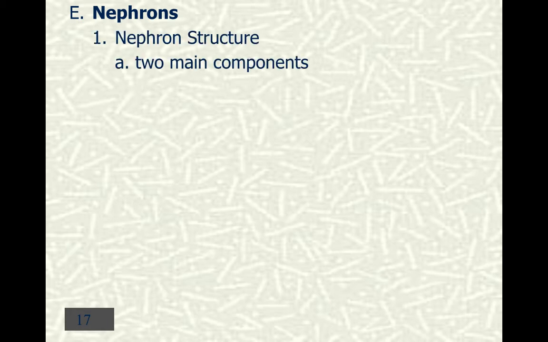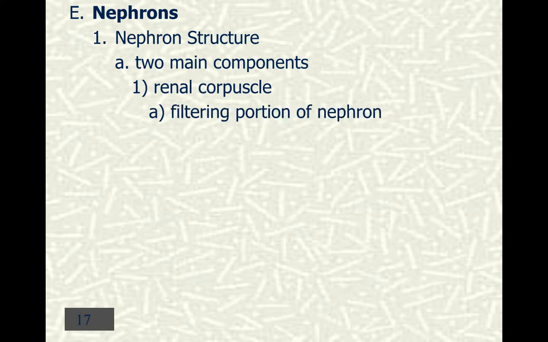So it has two main components when we look at this nephron. And the first one is going to be called the renal, meaning kidney, corpuscle. And a corpuscle kind of is a circular anatomical shape. And this is going to be the filtering portion of the nephron. This is where the blood is going to come in. And we're going to take a closer look at this.